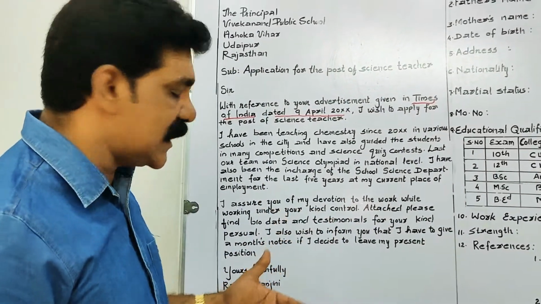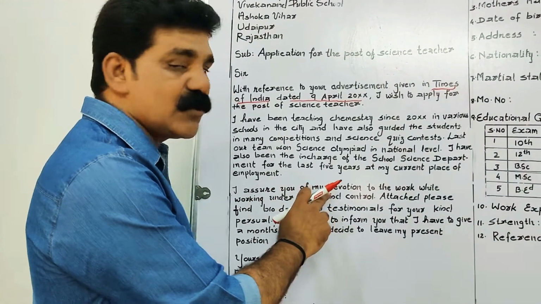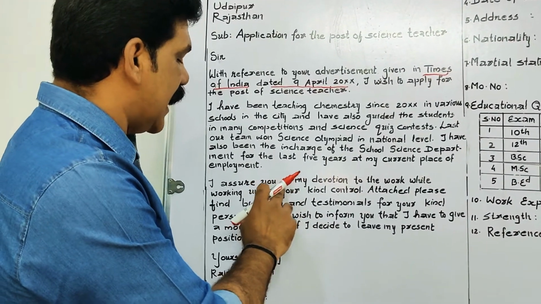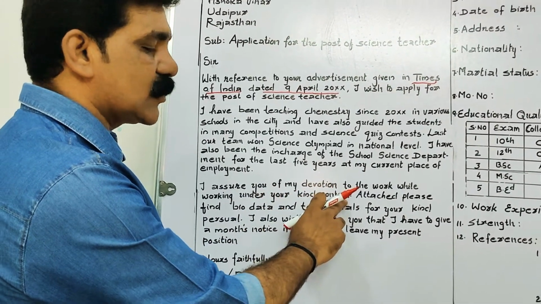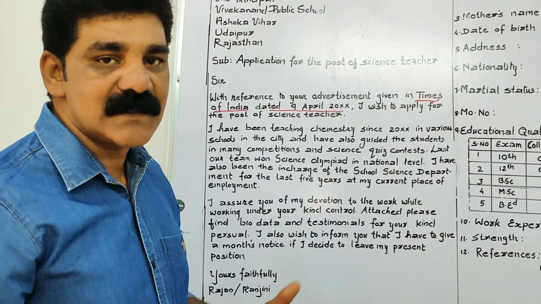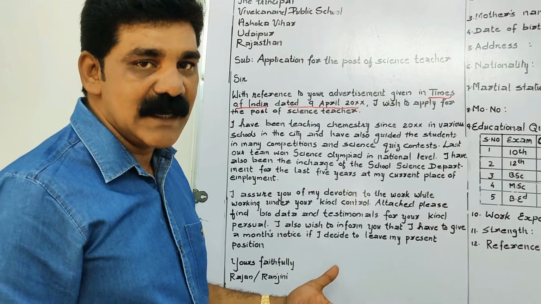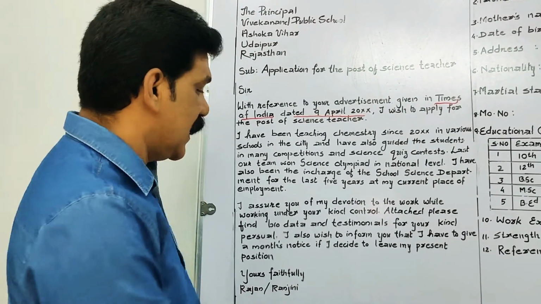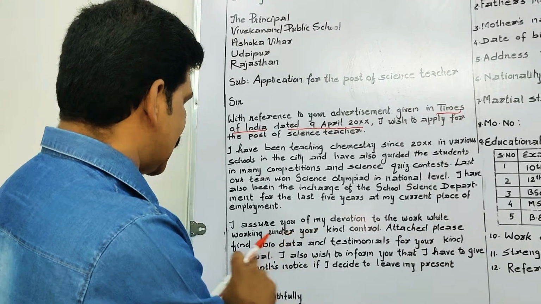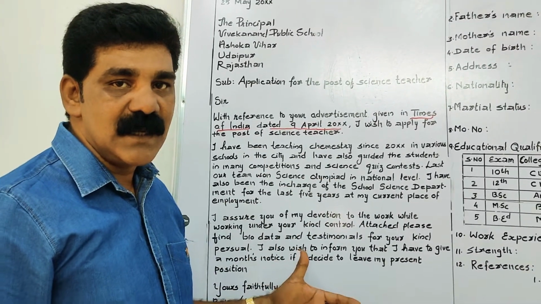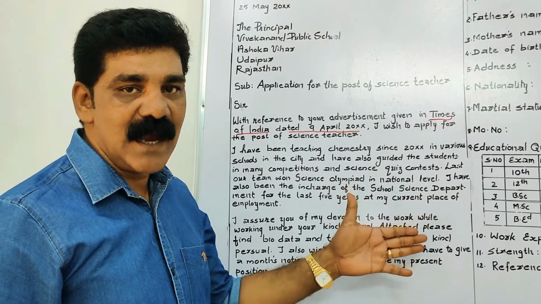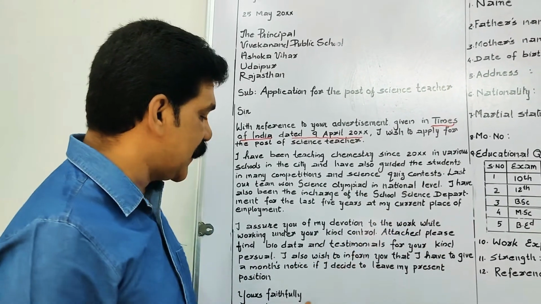In conclusion, what is included: I assure you, I promise you that my devotion to the work while working under your kind control. That means the person is giving assurance that he or she will do the best. Then I will also attach a place for biodata and testimonials. And as an attachment, the person is giving the biodata as well as some testimonials.